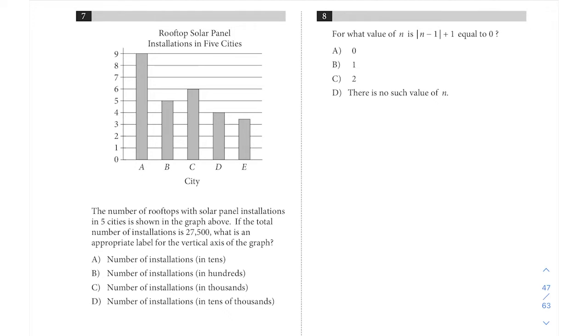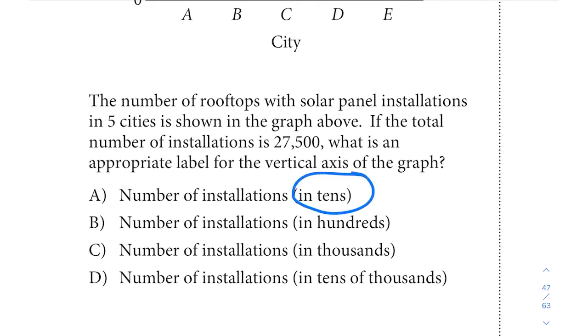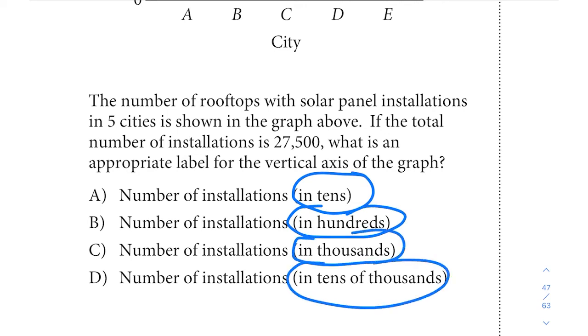It says here that in the graph we're looking at rooftop solar panel installations in 5 cities A, B, C, D, and E. The question reads, the number of rooftops with solar panel installations in 5 cities is shown in the graph above. If the total number of installations is 27,500, what is an appropriate label for the vertical axis of the graph? Okay, so let's test these out, because that's really hard to figure out just from the question itself. We have to look at our answer choices and get a look at the kind of units that they're offering as options to see what might make sense for this.